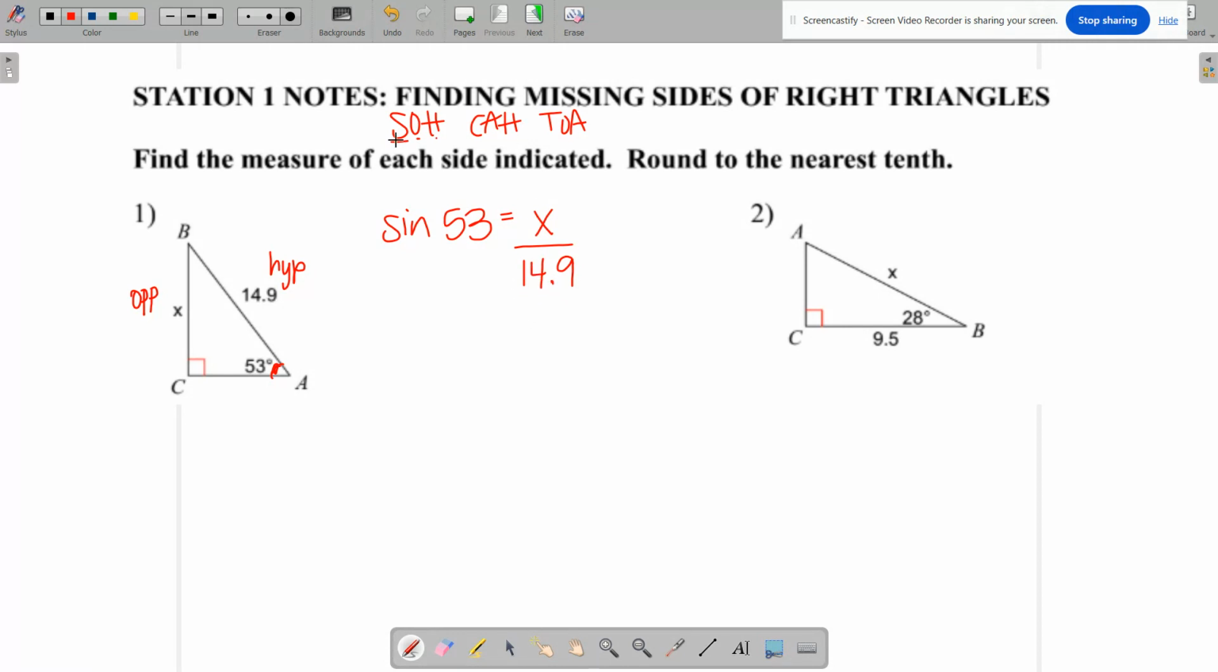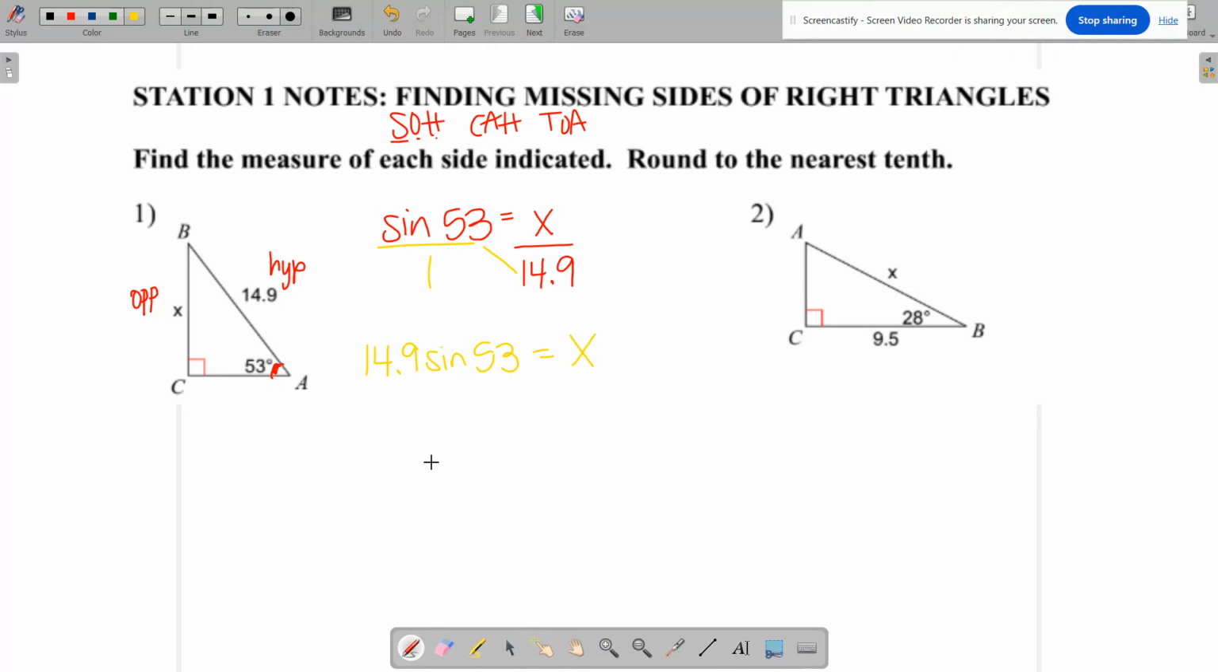The easiest way to think about this is to rewrite it as a proportion, and we know our cross products are equal. So 14.9 times the sine of 53 will equal 1 times x, or just x.